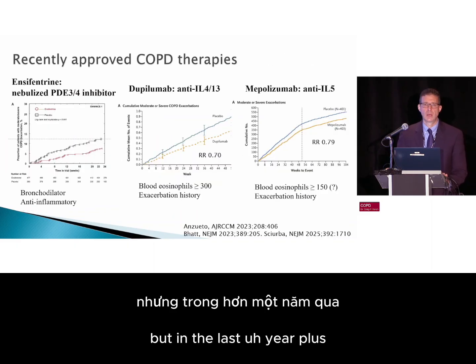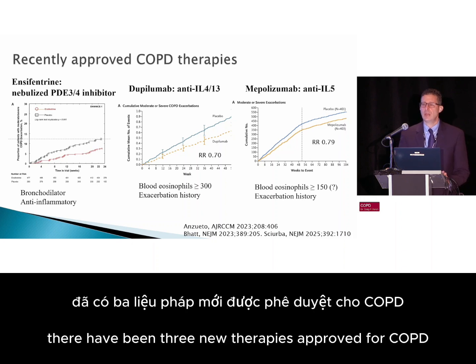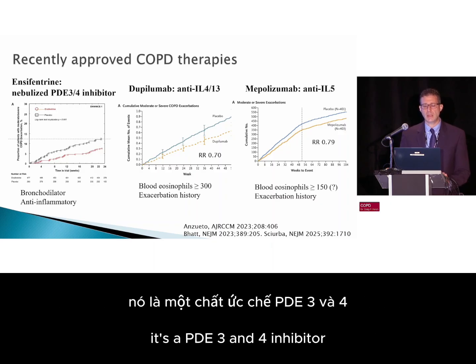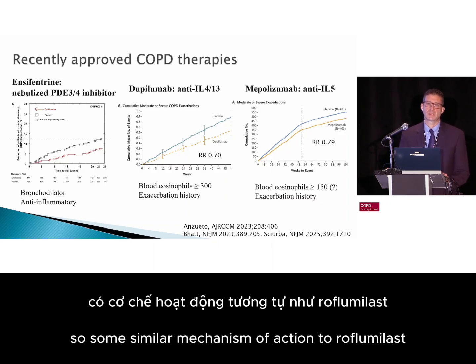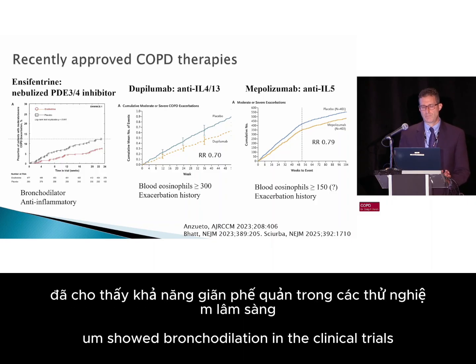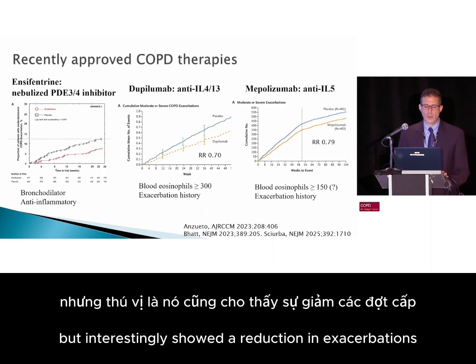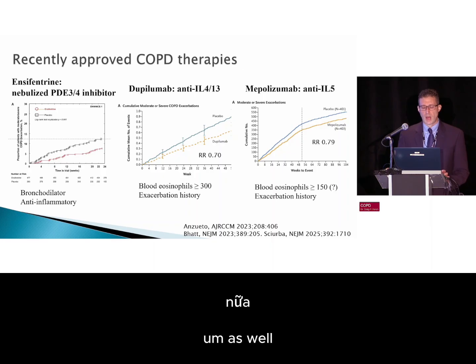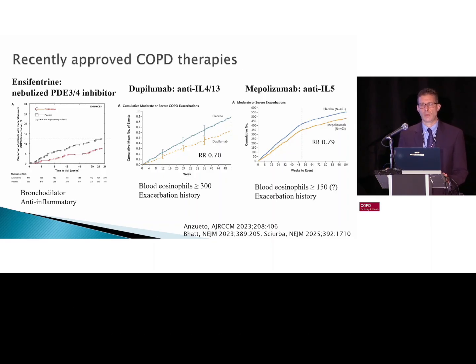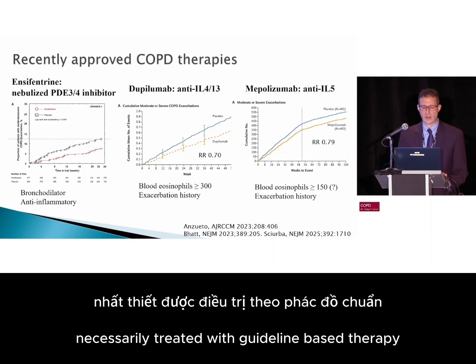But in the last year plus, there have been 3 new therapies approved for COPD. First is ensifentrine, which is a nebulized drug. It's a PDE3 and 4 inhibitor, so some similar mechanism of action to roflumilast. It's both a bronchodilator and an anti-inflammatory. Showed bronchodilation in the clinical trials, but interestingly showed a reduction in exacerbations as well, though with the caveat patients in those clinical trials were not all necessarily treated with guideline-based therapy.